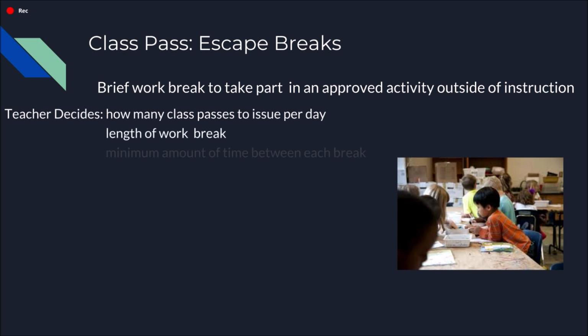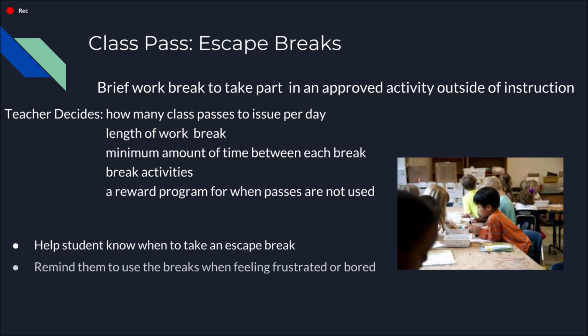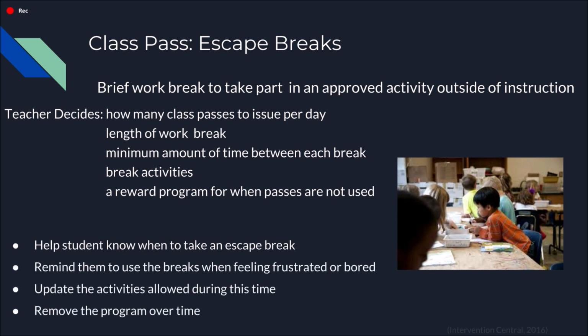A practical application to use for intervention is a class pass, or an escape break. This is a brief work break that students can use, and it is a teacher-approved activity outside of instruction. It is teacher-directed, meaning that the teacher decides everything that the break entails, including the number of passes a student can use, the length of the break, and a reward program if students do not use all their passes by the end. It is important for the teacher to also help the students identify when to use the class pass.